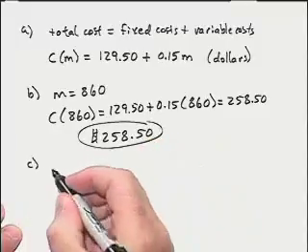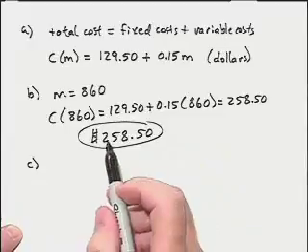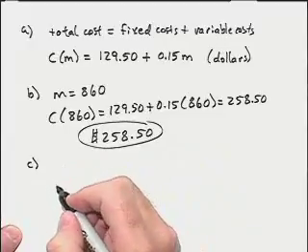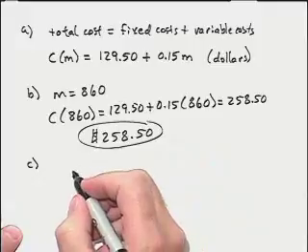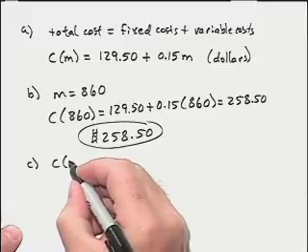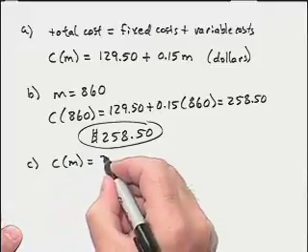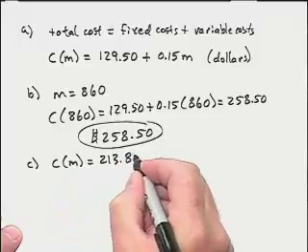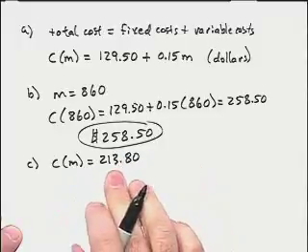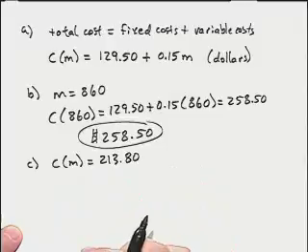In our last part, part C, we want to determine the number of miles driven if the rental cost is $213.80. That is, we need to solve C of M is equal to 213.80. So here we know the cost, and we're trying to determine what the value of M is equal to.